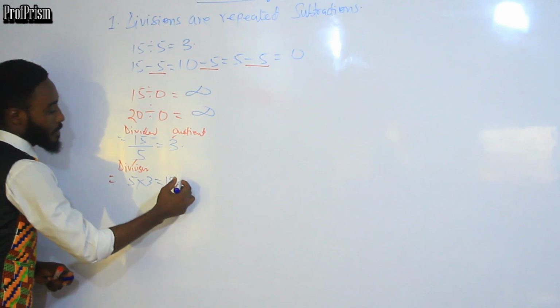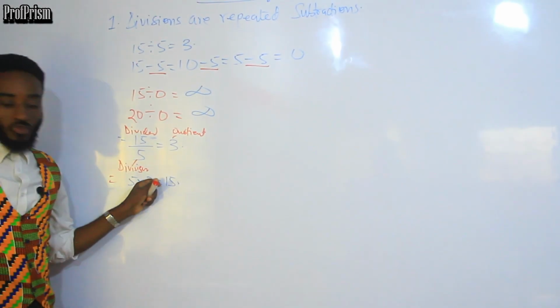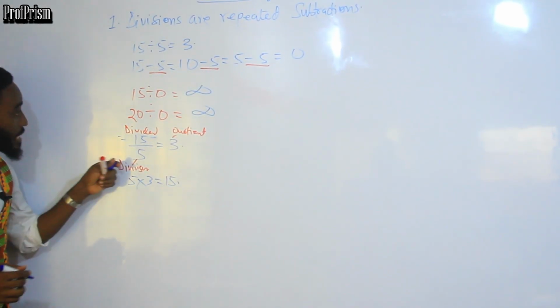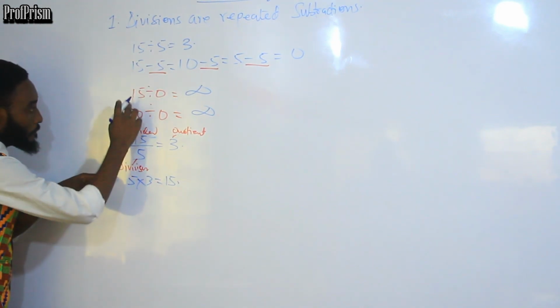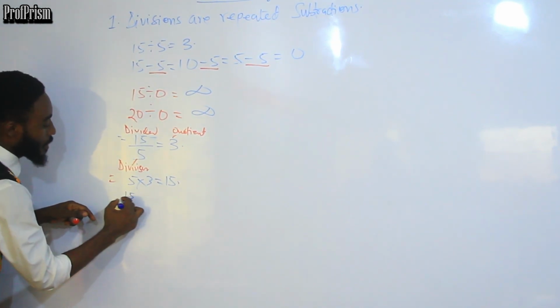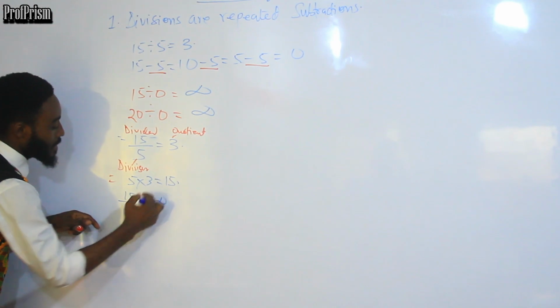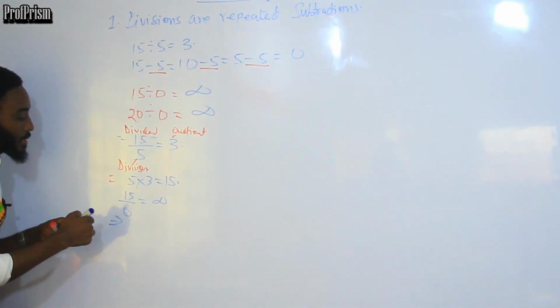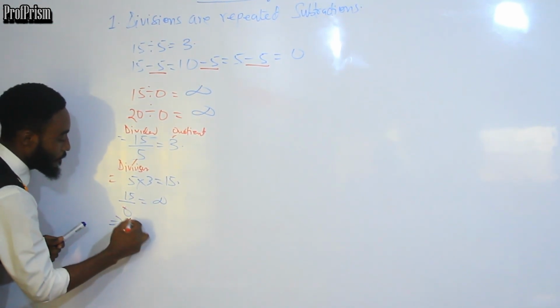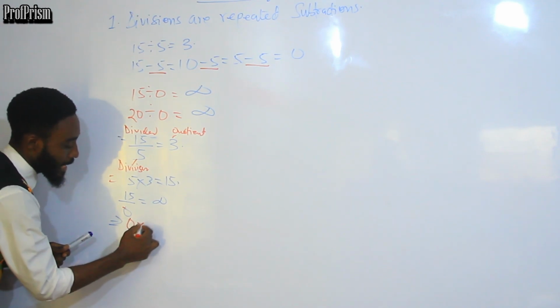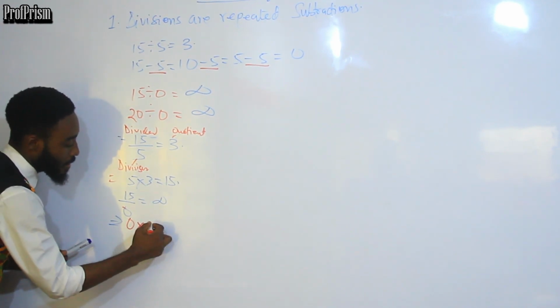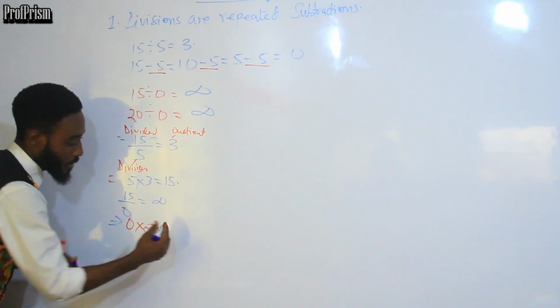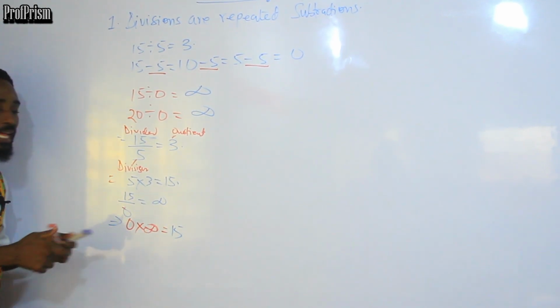Which makes sense. Now, if this is going to be true, then it means that 15 over 0 equals infinity. It implies that 0 times infinity should be equal to 15.